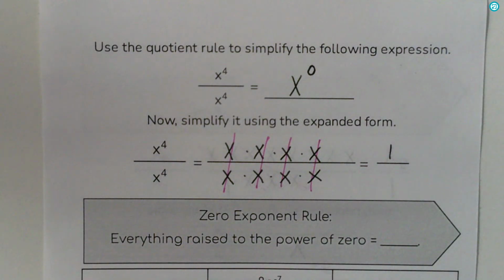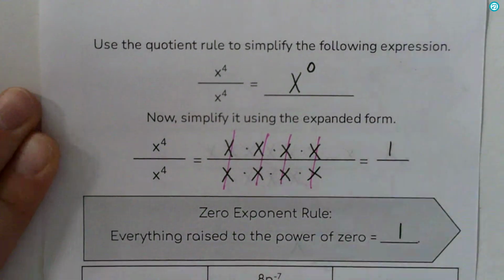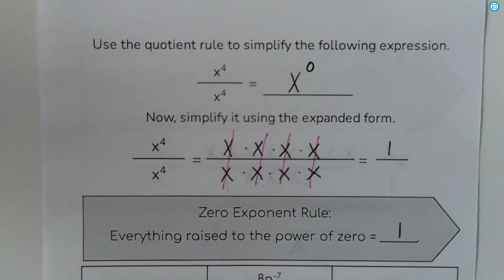So this is called the 0 exponent rule. And it is that anything, everything, raised to the power of 0 just equals 1. That's it. Anything to the power of 0 is 1. Okay. So these are our 3 new rules. Quotient rule, we subtract the exponents. Anytime we have a negative exponent, we move it to make it positive. And then anything to the power of 0 is 1. So those are our 3 new rules. Any questions before we use these 3 rules in our examples?